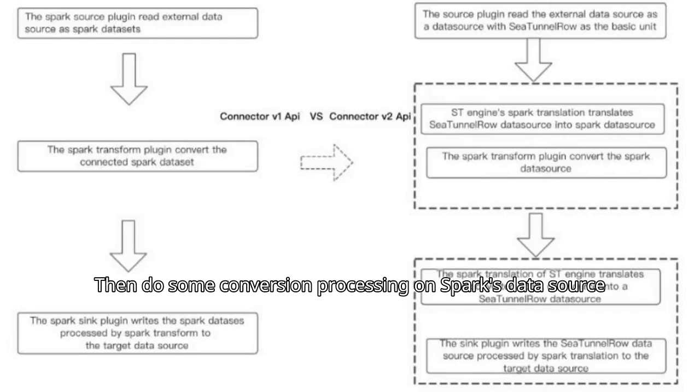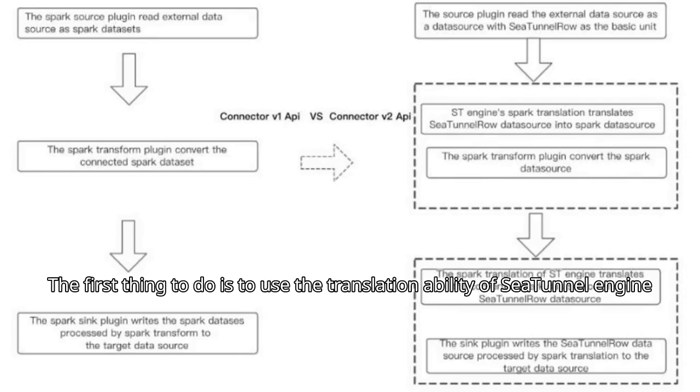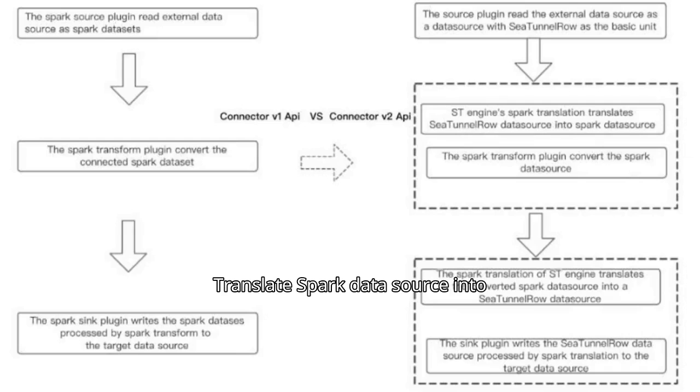It's the same if we want to write this data out to external storage. The first thing to do is to use the translation ability of the SeaTunnel engine to translate the Spark data source into a data source of SeaTunnel's own data structure. It is called SeaTunnel row data source. And then finally, through the plugin, write the data source out to the target data source. This is the whole process.